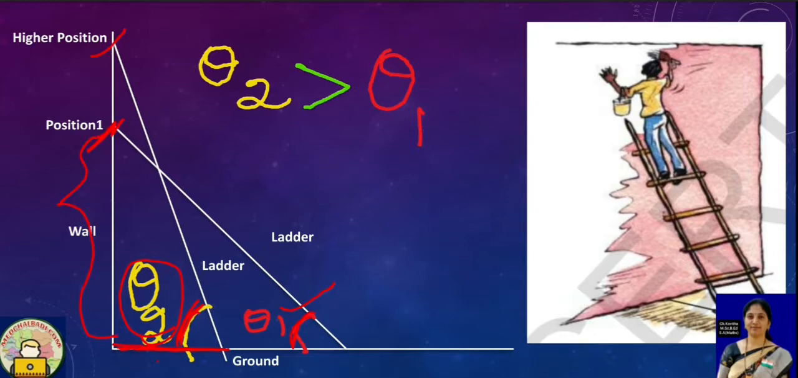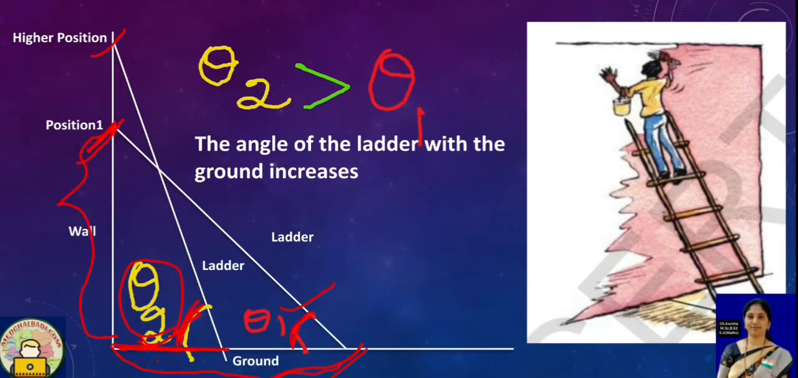See this, the height decreases, and the base, if you observe the base, here it is. So by comparing to the previous base, the base is increased. This is the important relation. So this relation we have to keep in our mind. The angle of the ladder with the ground increases when he wants to reach the higher position; he has to place the ladder so that it makes a higher angle with the ground.